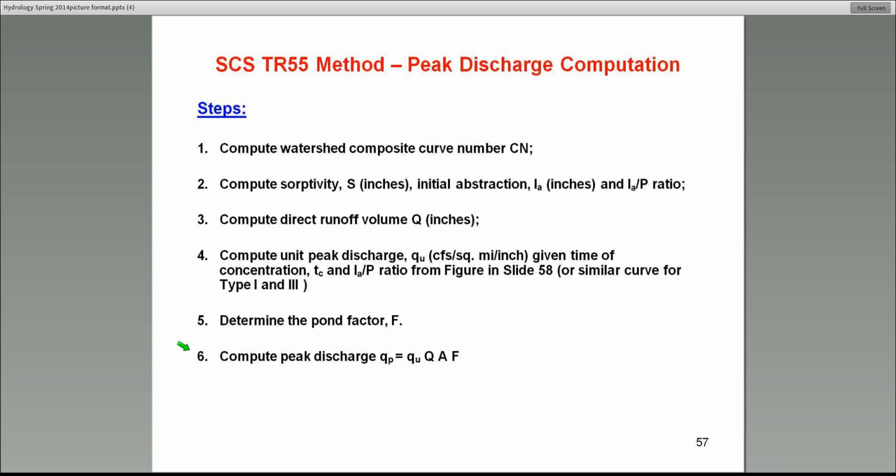Now, somebody has a question here. Let me see what that is. IA is 0.2S unless specified otherwise. Absolutely right. I'm glad you brought that up. In the SCS method, the initial abstraction is 0.2S by default, but it is generally recommended in urban areas to go with 0.1S. So you might have to change that depending on what they ask you to do, okay? All right, moving on.